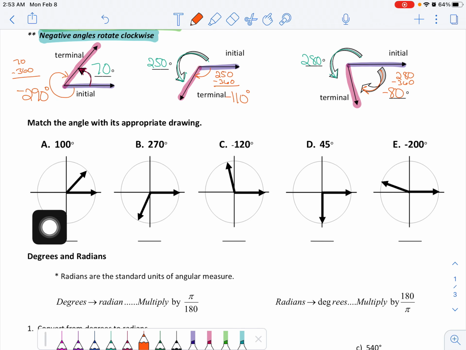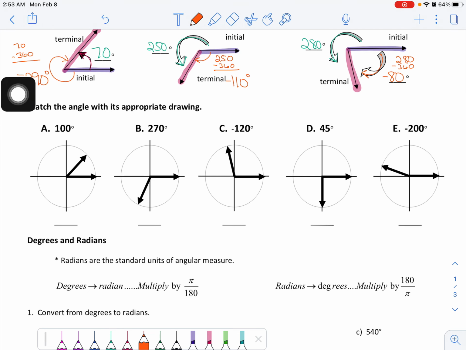If you want to, take a moment and try to see if you can match up angles A, B, C, D, and E with the possible measures that they have. Feel free to pause if you want to try this on your own. I'm going to go ahead and jump into it. This looks a lot like a 45-degree angle, so that would be D. 270 is this angle right here as a positive rotation, 270 degrees. Negative 120 would probably be this one right here, that's answer C. The 270 was B.